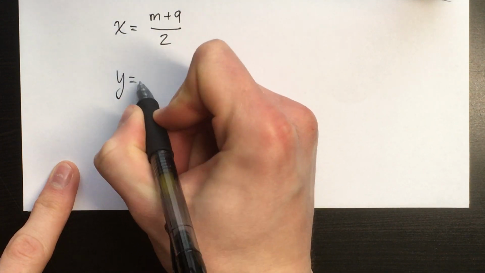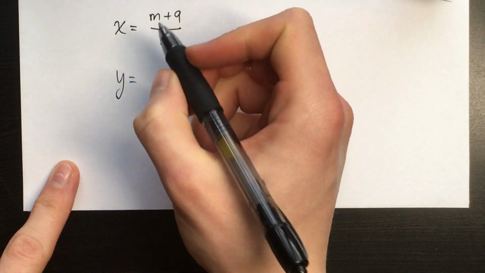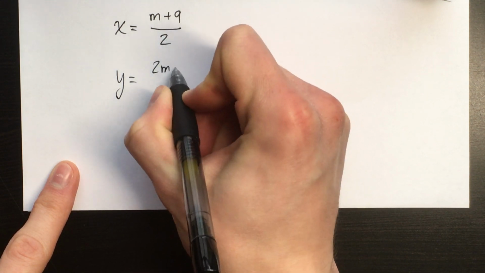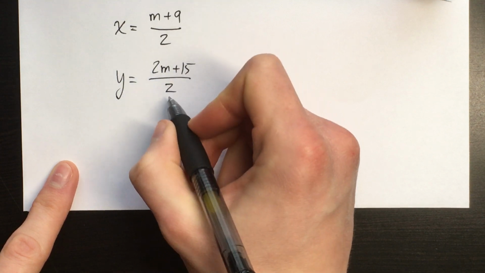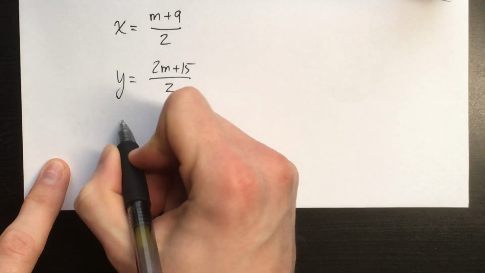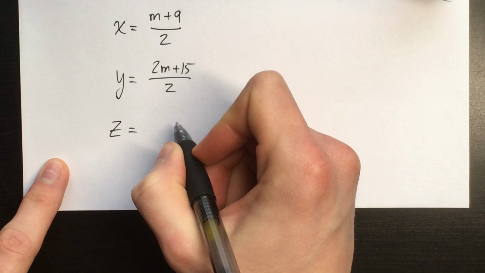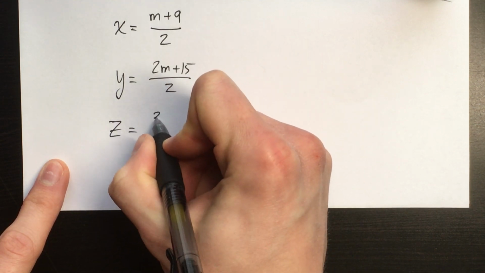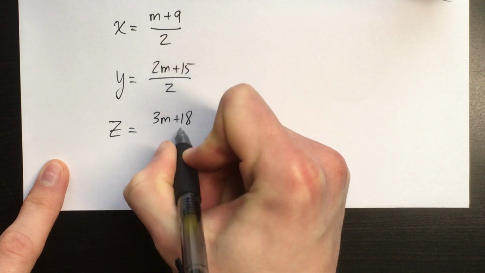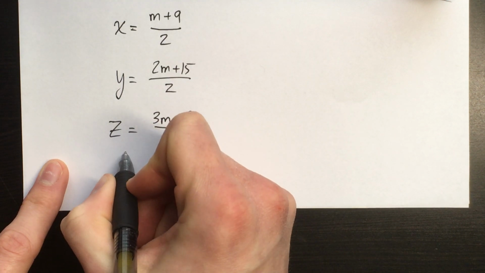y is equal to the average of 2m and 15, okay? So y is equal to 2m plus 15 over 2, whatever that value is. And z is the average of 3m and 18. So 3m plus 18 over 2 has to be equal to z.